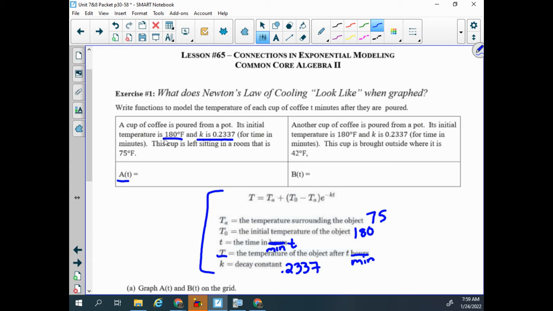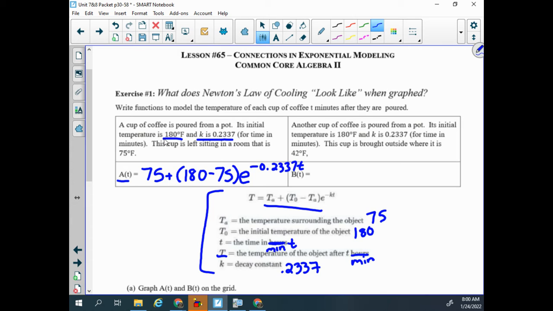So we're going to plug those values into the formula that's up here. So the surrounding temperature is 75. Then we have 180 minus 75 for T sub 0 minus T sub alpha. We have our base is e to the negative 0.2337t.